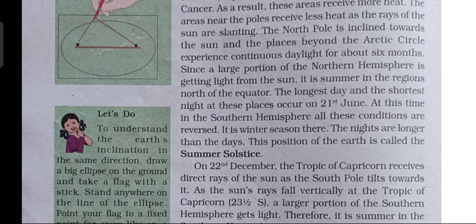In the northern hemisphere, the days will be longer, whereas the nights will be shorter. But in the southern hemisphere, the nights will become longer and the days will become shorter. So, children, this position of the earth is known as the summer solstice, and summer solstice occurs on 21st June.